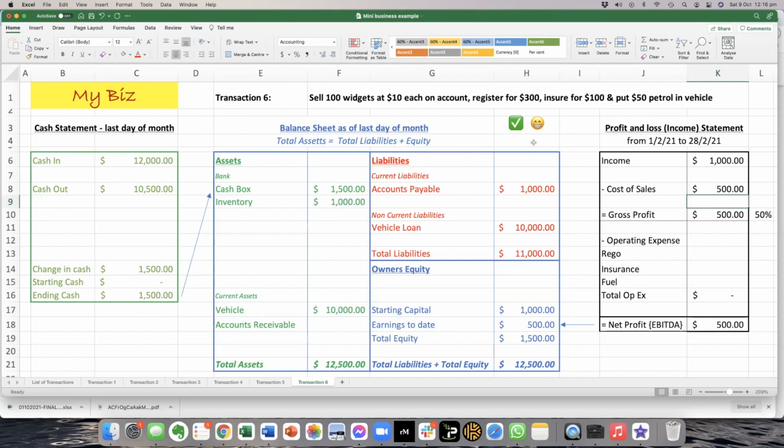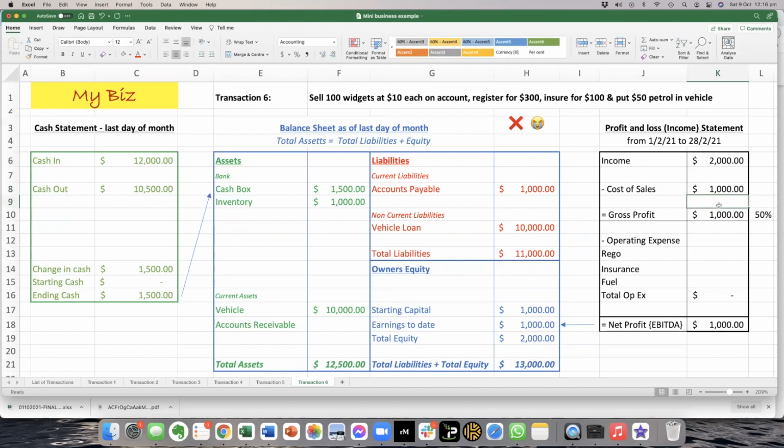100 widgets at $10 each means we've increased our sales by 1,000. So now we have $2,000 worth of sales. And you'll notice straight away our little man is unhappy here. He can see that things are out of balance. Can you see where they are? Yep, there it is. It's down in this section here. But let's keep going. You'll see what happens. We've got to add $500 to our cost of sales. So that now becomes $1,000.